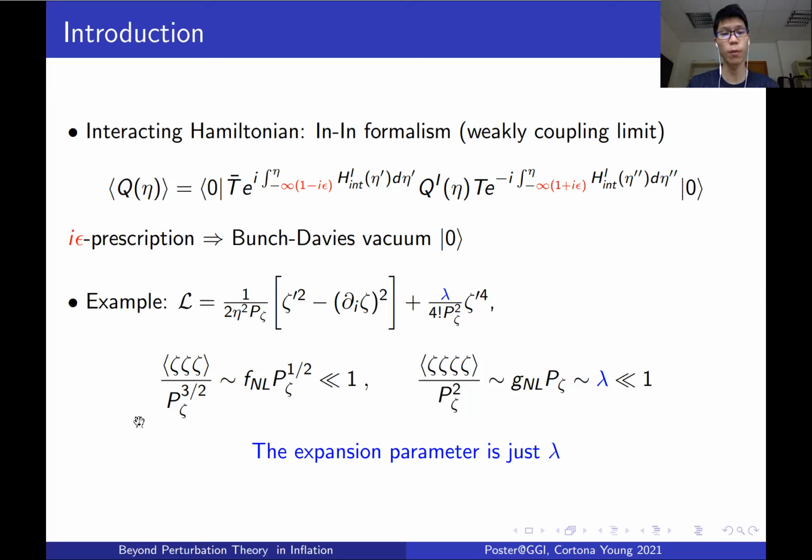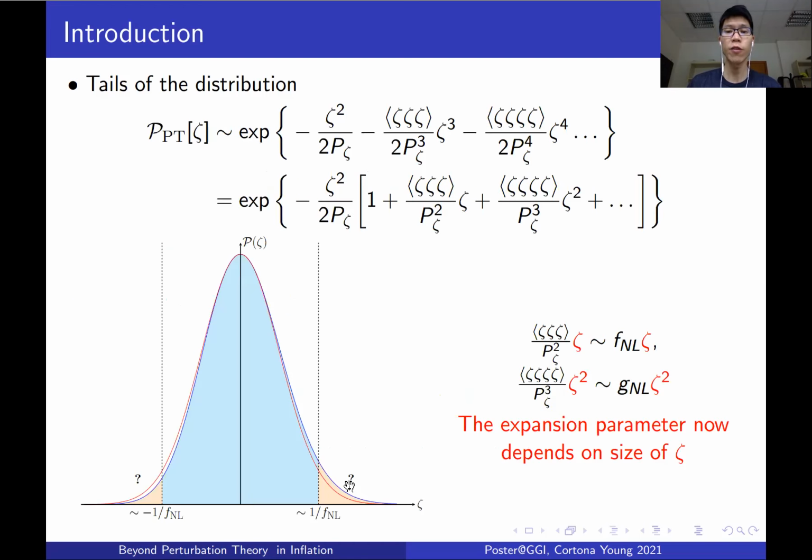The same goes for the 3-point function. If you have the cubic interaction, you can compute this 3-point function and compare it with the power spectrum to the 3/2. This turns out to be f_NL times the square root of P_zeta, where f_NL is again the parameter for the 3-point function. As long as this parameter is less than 1, you are still within the validity of perturbation theory. The main point here is that the expansion parameter in perturbation theory is just the coupling constant lambda, nothing else.